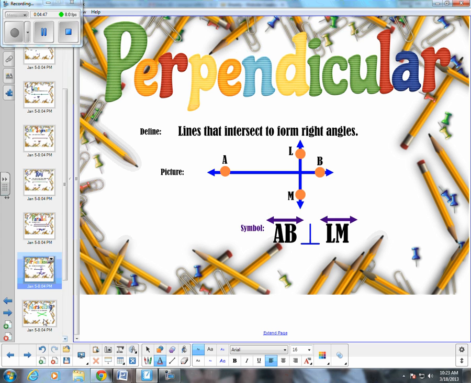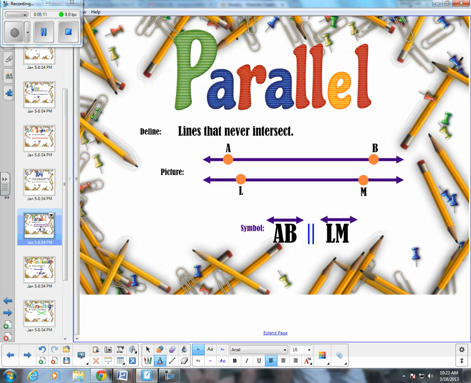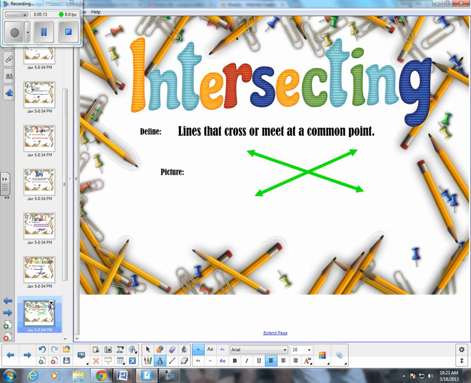And we're going to move past perpendicular and we're going to go with intersecting. An intersecting line is a line that crosses or meets at one point. So if you look here, we have two lines here, and they intersect at this middle point. Okay, that's where they cross. Intersecting lines are different from parallel lines because they cross, and parallel lines do not cross. Okay, so just a quick review.